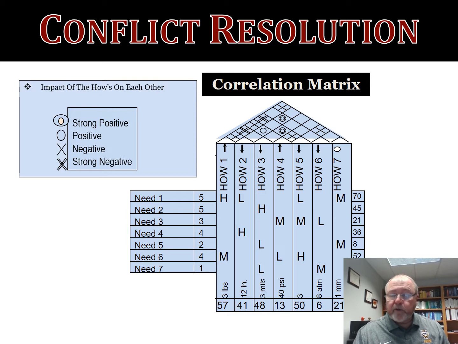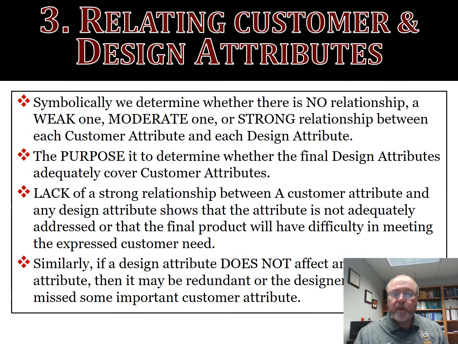The bigger the number, the better that the corresponding design attribute does, or more generically, the better the how does at satisfying across a number of customer needs. So I prefer those raw numbers. I think personally that they are more useful. But you're still going to have to relate those design attributes and the customer attributes as well.